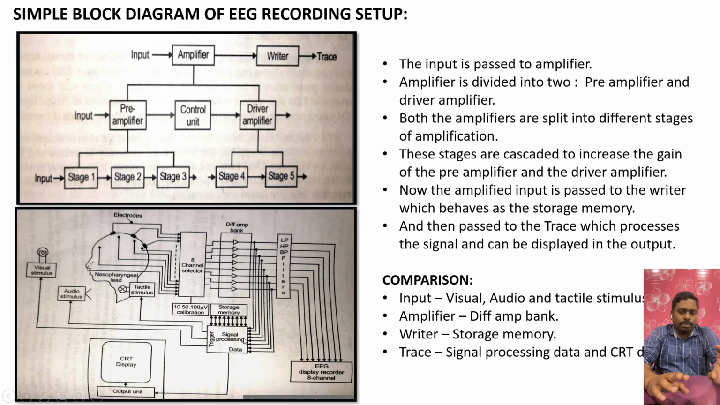Now we compare the input, amplifier, writer, and tracer. Input, what is the input? Visual, audio, tactile stimulus. Amplifier: differential amplifier bank. Writer, which is nothing but a storage memory. Tracer, which is nothing but signal processing data and CRT display.